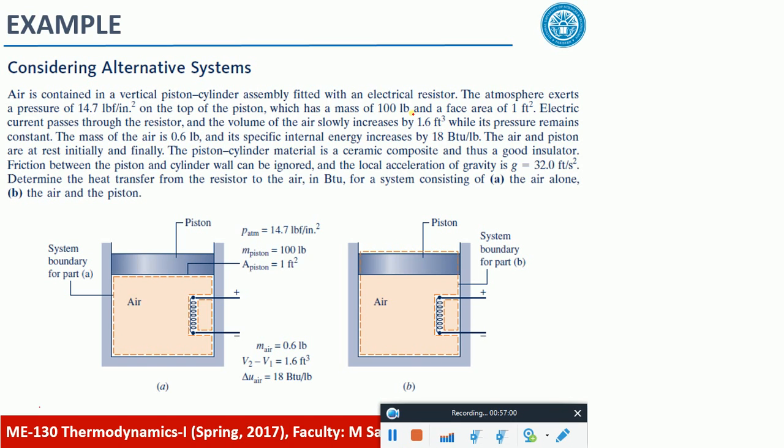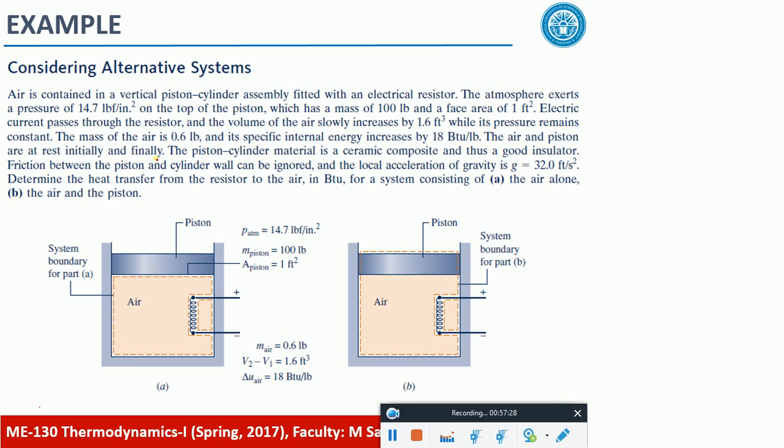Slowly increases. Now what does that mean? I would talk about that. While its pressure remains constant. Remember that, it is slowly increasing. So that's why we can just say its pressure remains almost constant. It does not undergo a huge change. The mass of the air is 0.6 pounds and its specific internal energy increases by 18 BTU per pound. Now everything is being given to you.